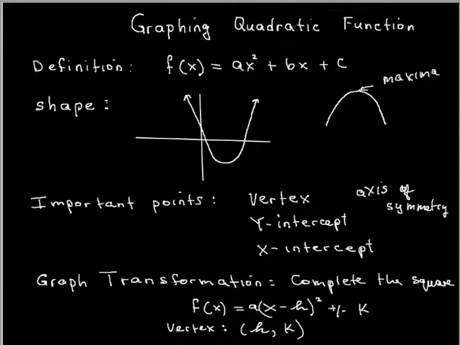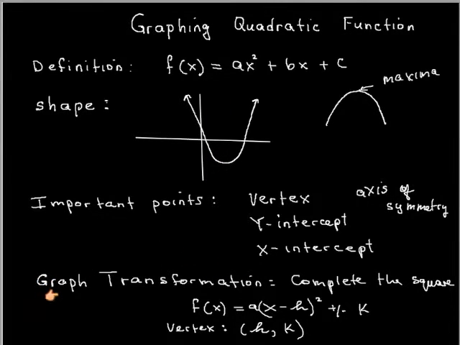In order for us to graph quadratic functions, we need to know a few key points. We have to know the vertex. It'll be useful to know the y-intercept and sometimes x-intercepts, and of course the axis of symmetry. The axis of symmetry is the line that divides the parabolic function into two halves.